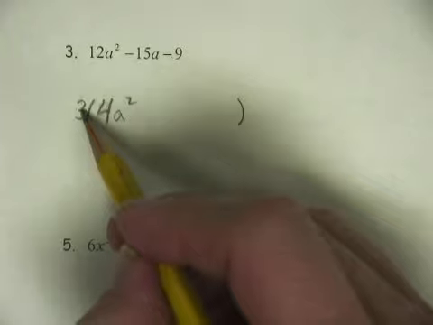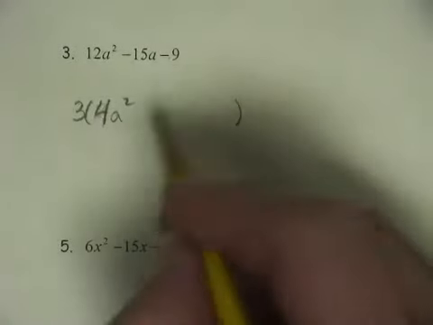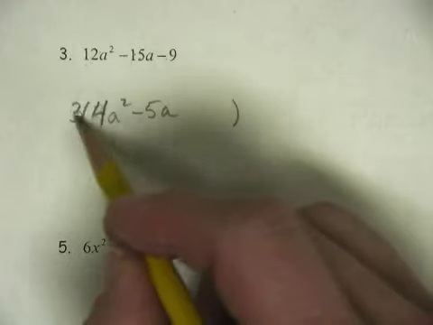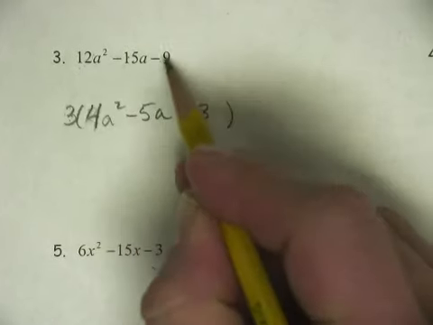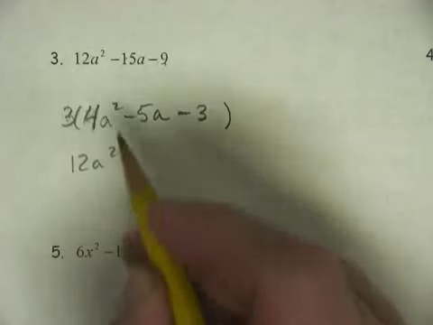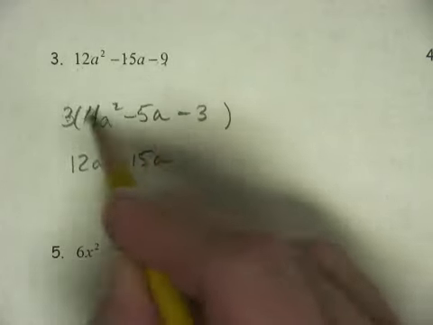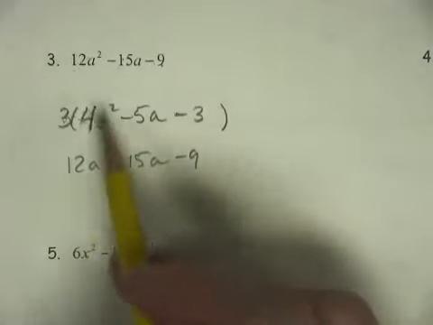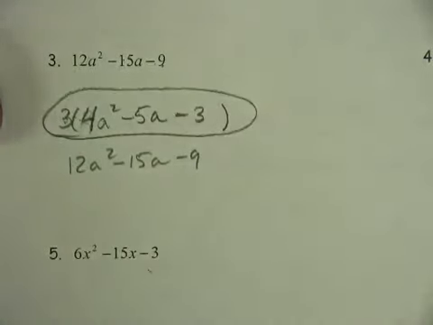All right, the next one. What do I have to multiply by 3 to get 15? That'll be negative 5a. 3 times 5 is 15. 3 times negative 3 is 9. And I can check it. 12a squared, negative 15a, and negative 9. And that's what I originally had, and there it is.